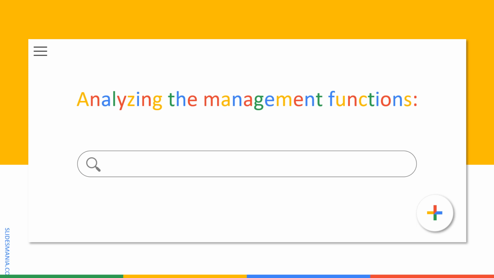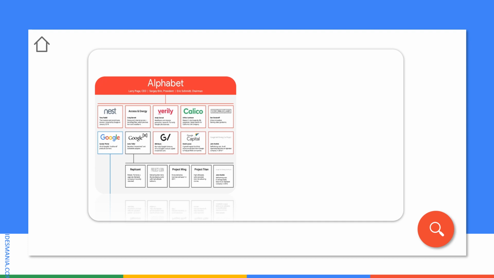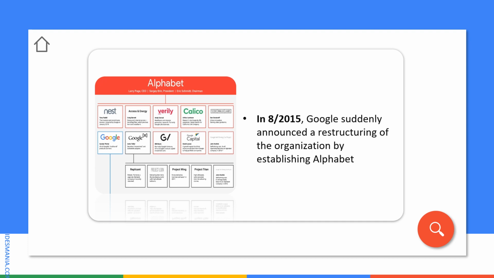Now, it's the part about analyzing the management functions of Larry Page. Now, we come to the POLC framework. To start off, we have planning. Google suddenly announced a restructuring of the organization by establishing Alphabet and moved its subsidiaries such as Calico, Waymo, etc. there.